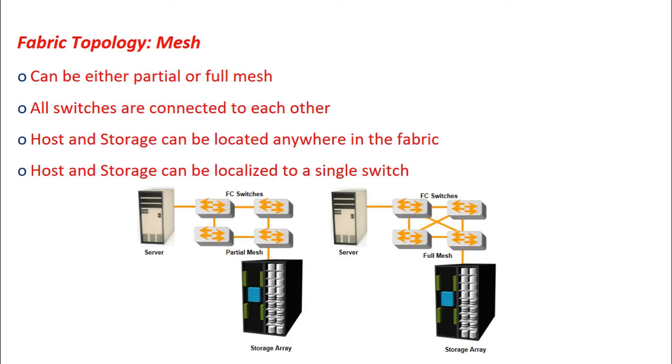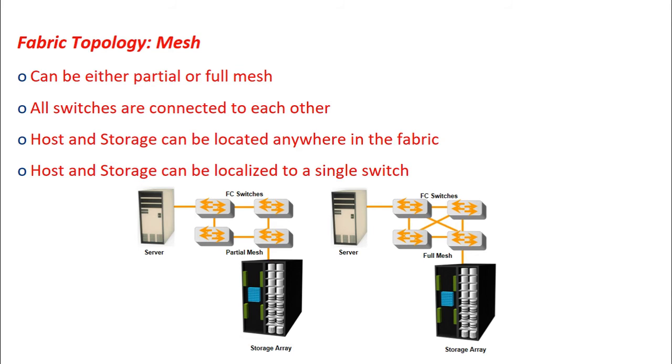Now let us look at the second topology, that is the mesh topology. A mesh topology may be one of two types. It may be a full mesh or it may be a partial mesh, as shown in the diagrams here. The one on the left represents the full mesh topology and the diagram on the right represents the partial mesh topology. In a full mesh topology, every switch is connected to every other switch in the topology.